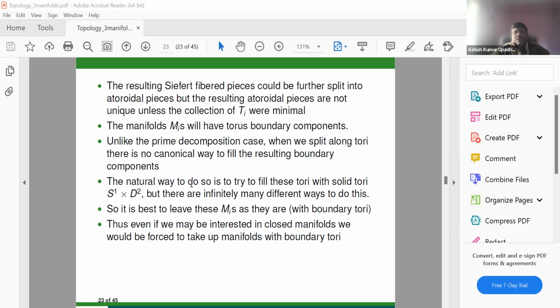But the natural way to do so is to try to fill these tori with solid tori, as we did in the example. But there are infinitely many different ways to do this. So it is best to leave these M_i as they are, with the boundary torus. Thus, even if we may be interested in closed manifolds, we would be forced to take up manifolds with boundary, whose boundaries are tori. Okay.